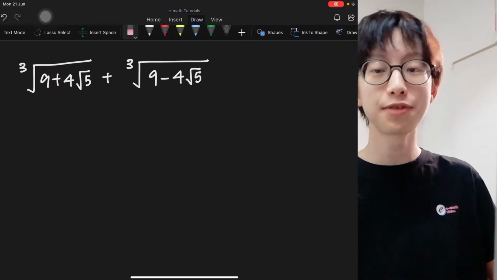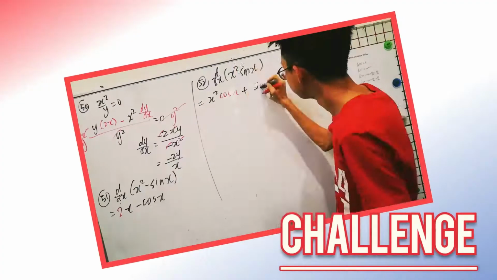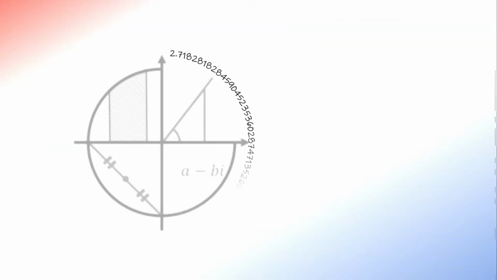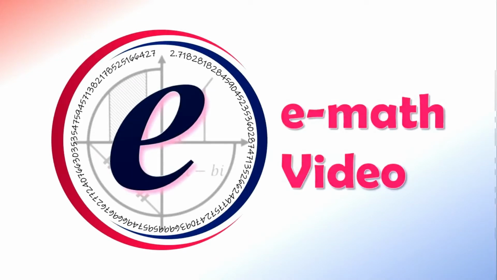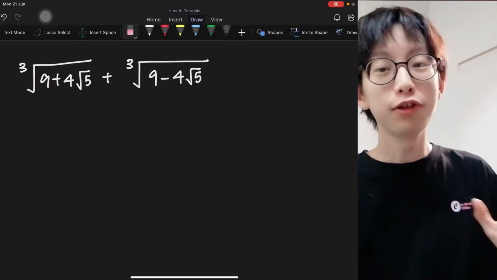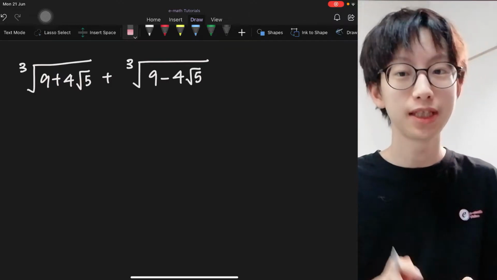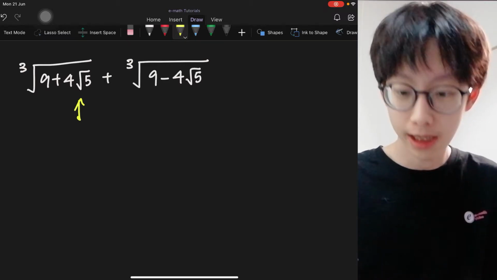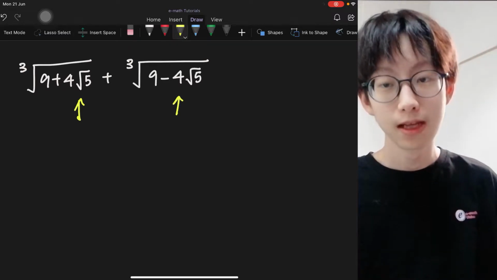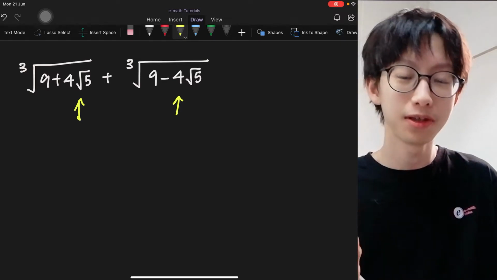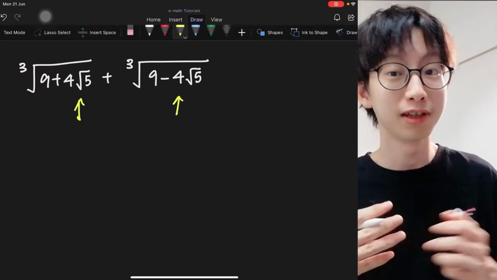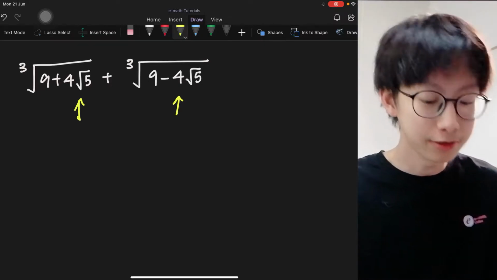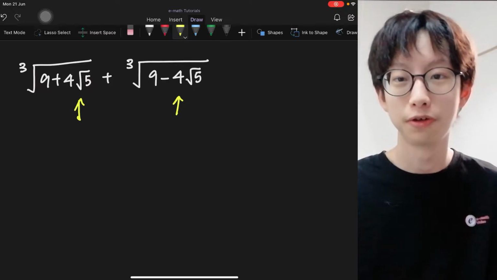Today we need to simplify this radical expression without a calculator. Before we do anything, observe. What can you see? Do you notice that this one is actually the conjugate of this one and vice versa? So maybe something interesting will happen when we multiply them together. You can use the difference of squares formula, and when you add them together, you just get rid of the 4 square root of 5.